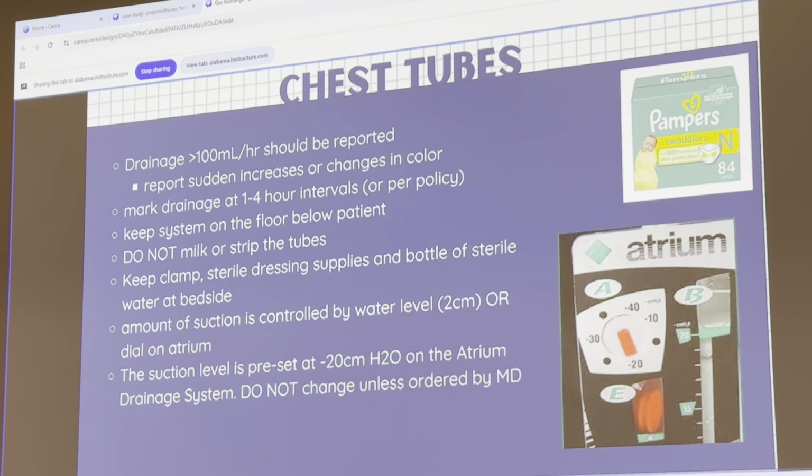Let's talk about how to measure this drainage. I've had several questions recently on how to actually measure these. Depending on your hospital policy is how often you're going to assess this. Usually when they come out, they're going to assess it every 15 minutes for a while, and then they'll go to every hour, every 2 hours, every 3, then every 4.